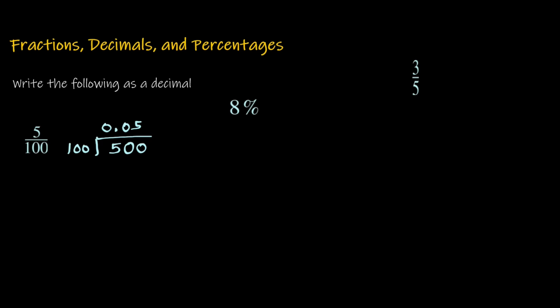Then I stop. So 5 divided by 100 converted to decimal equals 0.05.